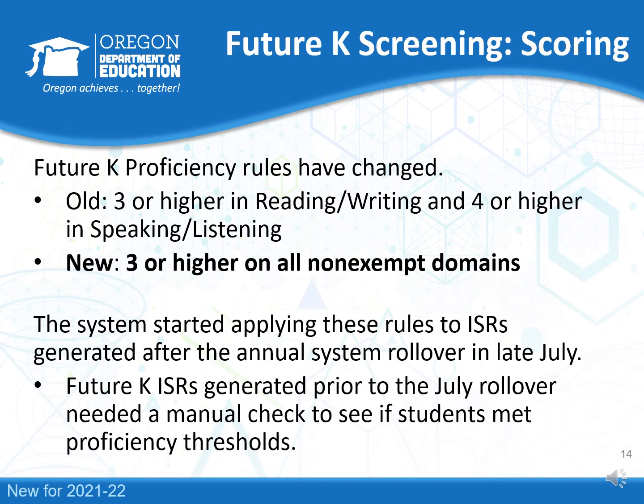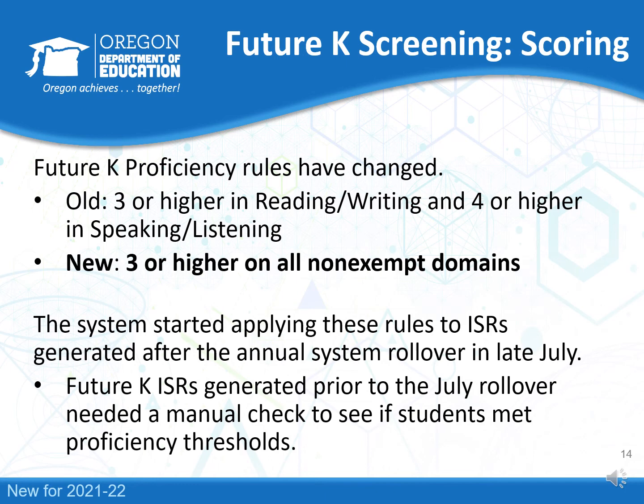ELPA 21 has modified the scoring for the future K form of the ELPA screener. In previous years, students testing on the future K form were considered proficient if they scored a 3 or higher in non-exempt reading and writing domains, and 4 or higher in non-exempt speaking and listening domains. Beginning on March 1st, 2021, students testing on the future K form are considered proficient if they score a 3 or higher in all non-exempt domains.